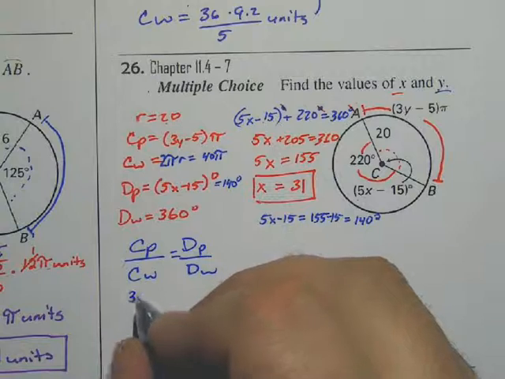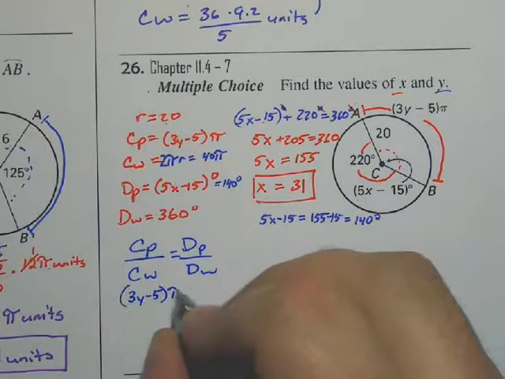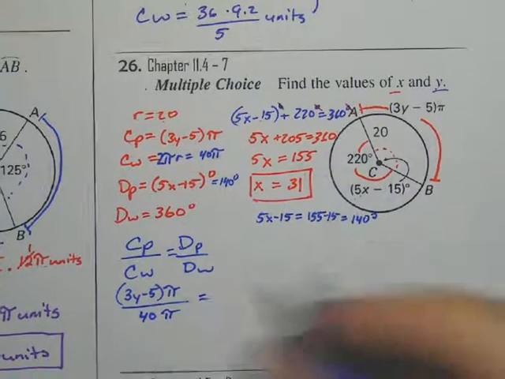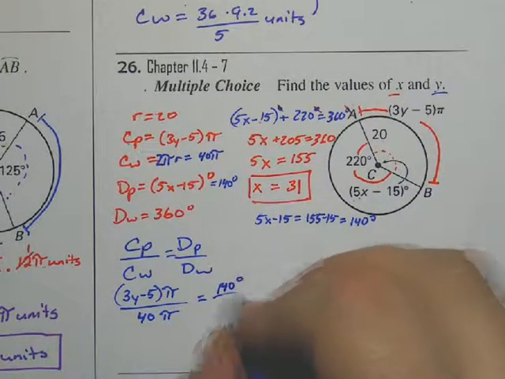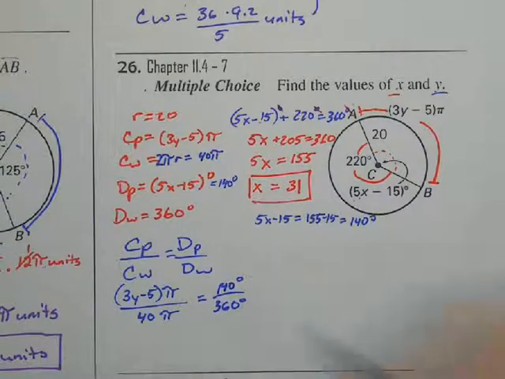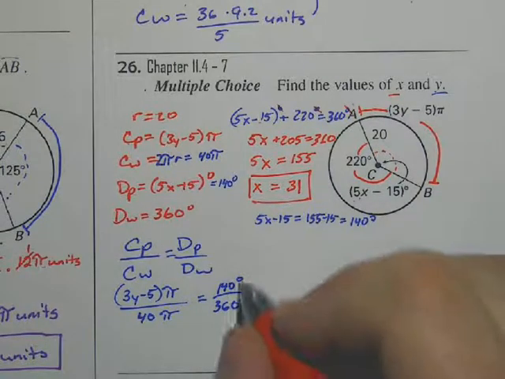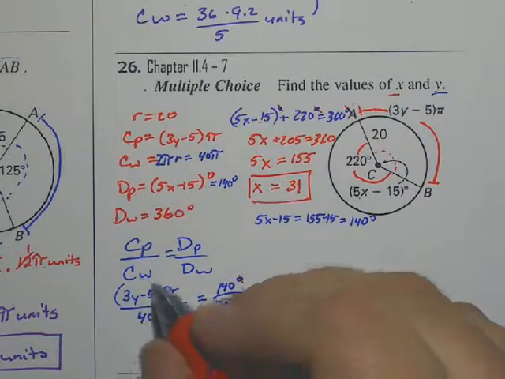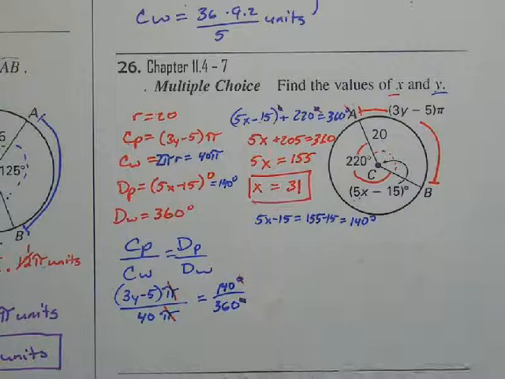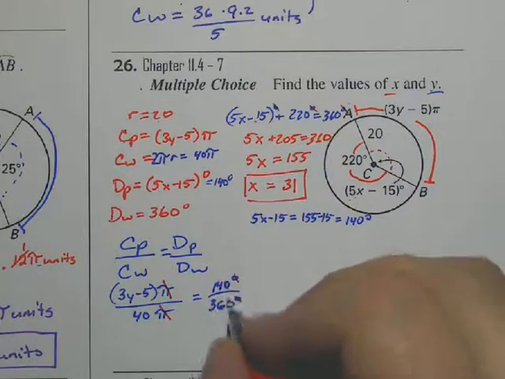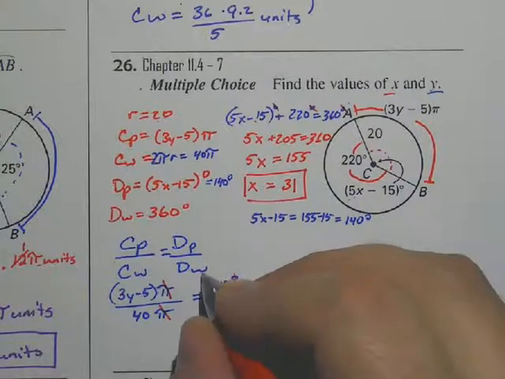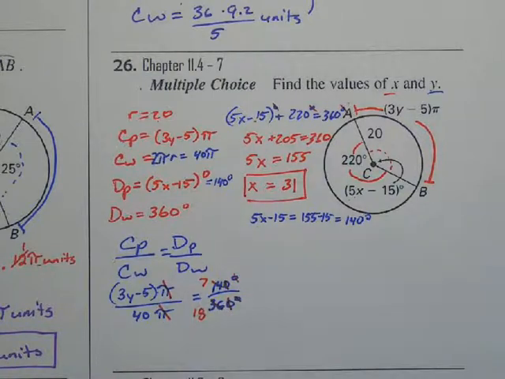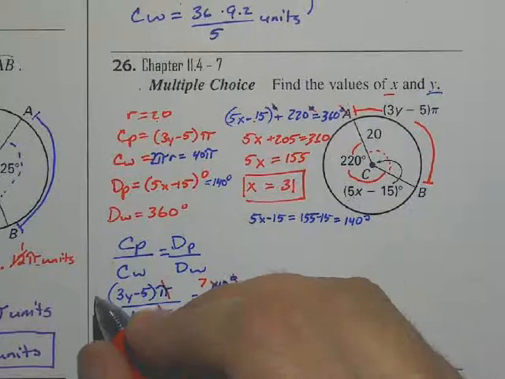So 3y minus 5, close parentheses, pi over 40 pi equals 140 over 360. Now luckily I've got a lot of stuff that can cancel here. Degrees over degrees. This pi is multiplied times this whole term, so pi over pi can cancel. These are both even, so that's going to be 7, and half of 36 is 18. Okay, I can multiply both sides by 40.